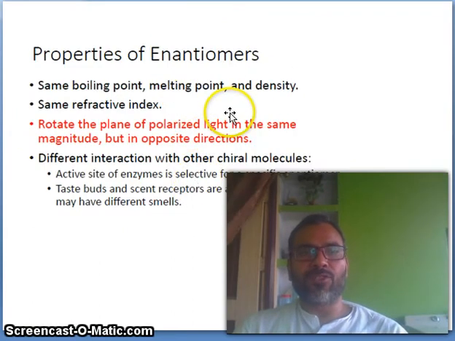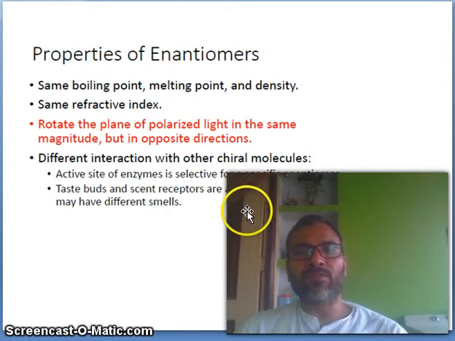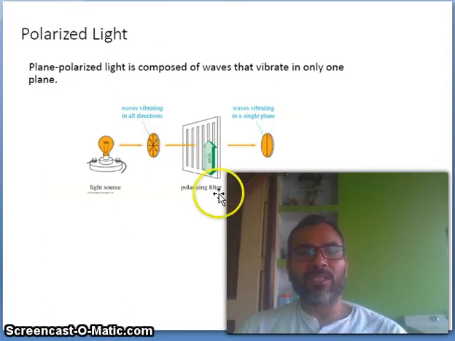Properties of enantiomers: same boiling point, melting point and density, same refractive index. They rotate plane polarized light in the same magnitude but opposite directions. That is important: same magnitude but opposite direction. Different interaction with other chiral molecules. The active site of an enzyme is selective for a specific enantiomer. Taste buds and scent receptors are also chiral. Enantiomers may have different smell.